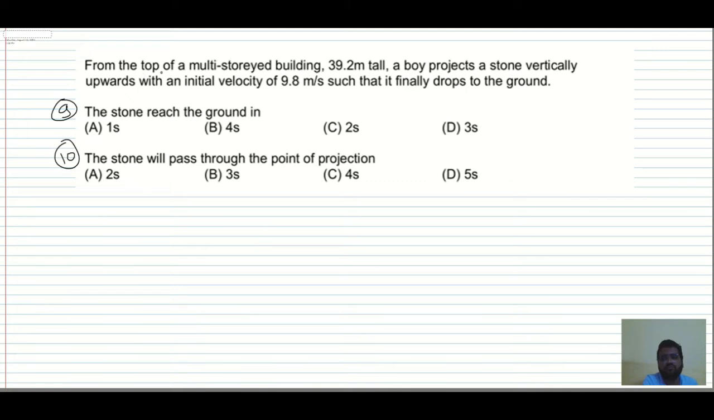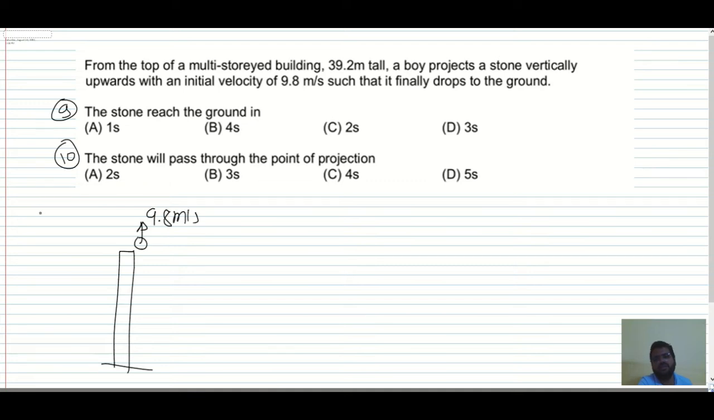9th one. From the top of a multi-storey building 39.2 meter tall, a boy projects a stone vertically upward with 9.8 meter per second. We want the time the stone takes to reach the ground. This stone will reach the topmost point in time t equal to u by g, so 9.8 divided by 9.8, 1 second. So it will be at this point in 1 second only. Or else we can directly calculate the total time.